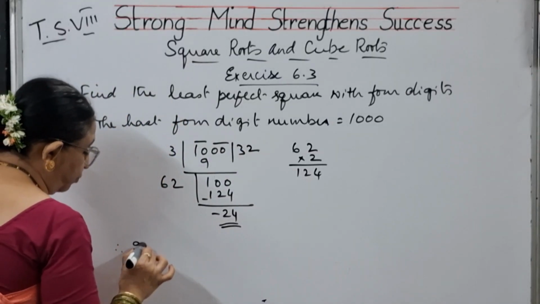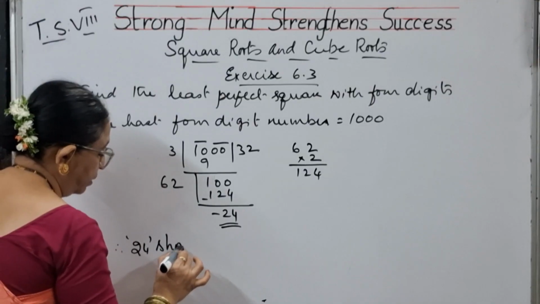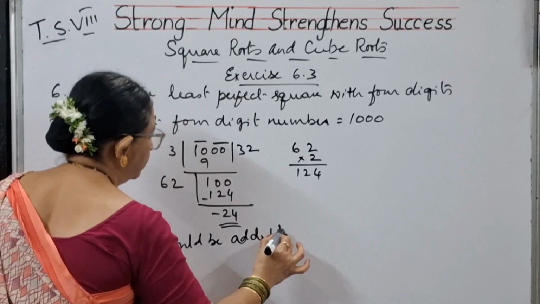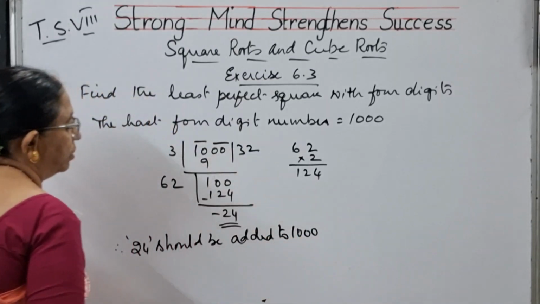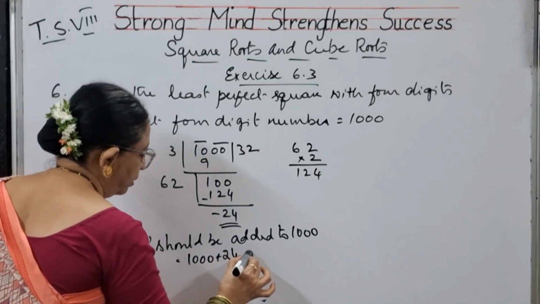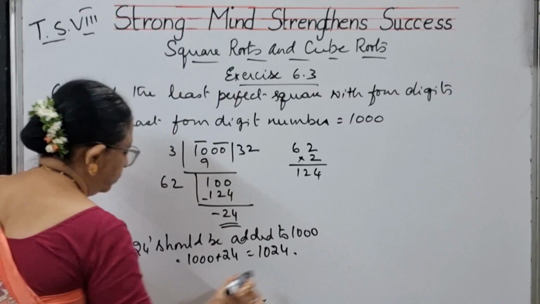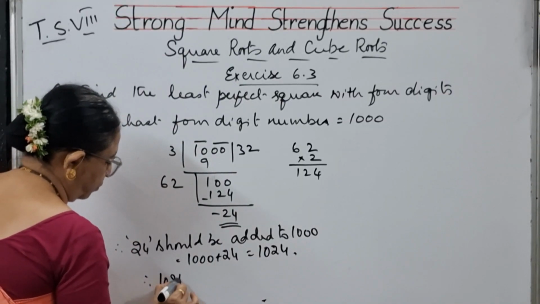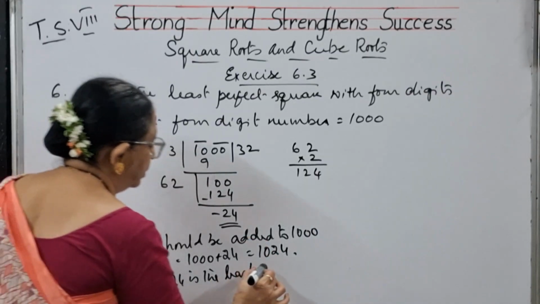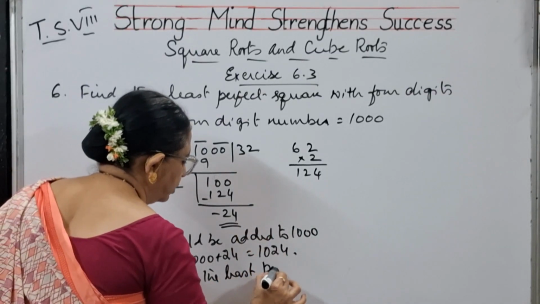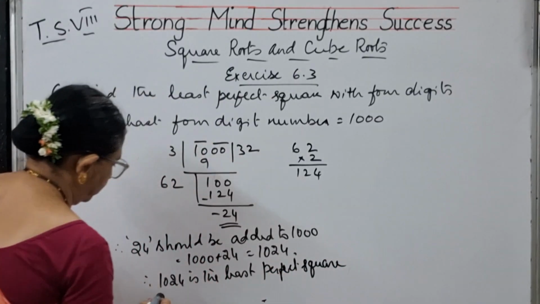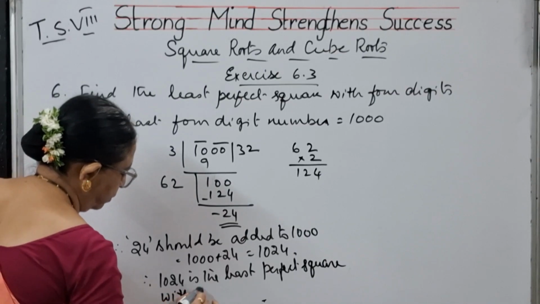Therefore 24 should be added to 1000. So what are you getting? 1000 plus 24, 1024. Therefore, 1024 is the least 4-digit perfect square.